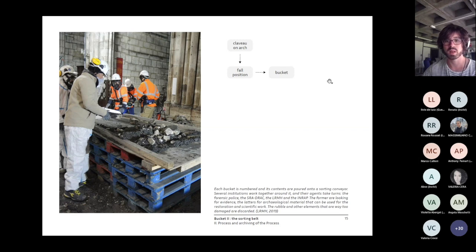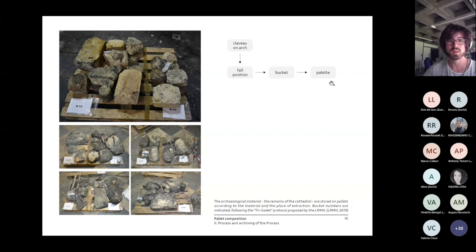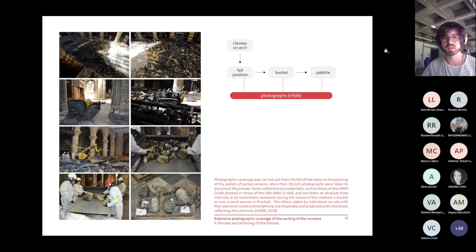So from the bucket we're out in the sorting belt, and the claveau and the other lapidary elements were stored on the pallets using the nomenclature established, the Trigodet protocol proposed by the Lémarche, Olivier Malavergne proposed you. So from a debris on the floor, we are now on a pallet, on a wooden pallet. Let's stop with the information produced during these three steps.